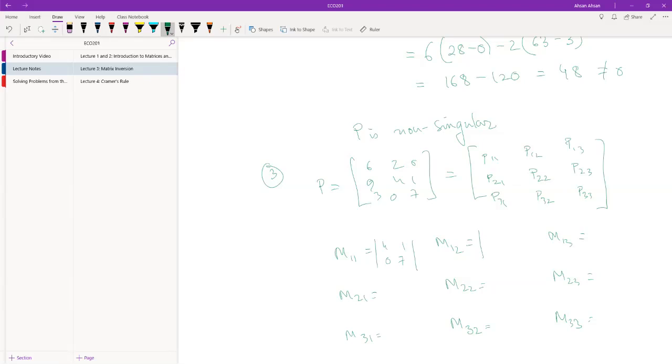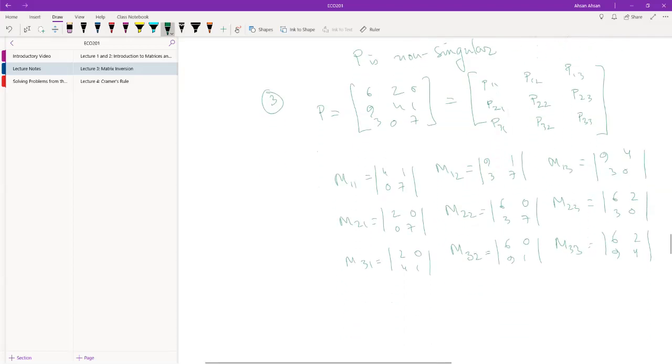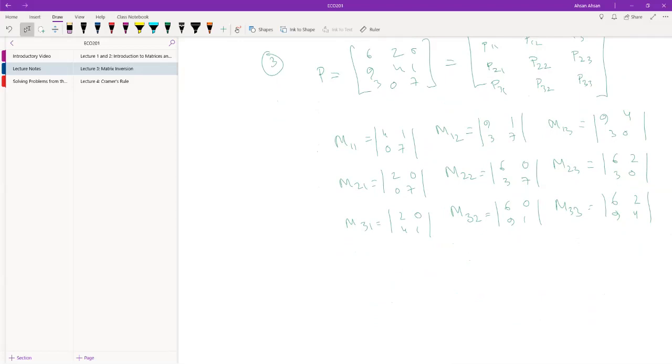So once again, now M12, so we come to P12, we ignore everything in the same row and column, and what's left, we take. Okay. So once again, I'm going to erase this. For M13, we get 9 4 3 0, 2 0 0 7, 6 0 3 7, 6 2 3 0, 2 0 4 1, 6 0 9 1, and 6 2 9 4. Okay. So effectively, you guys already know what's coming is we are going to be calculating the determinants of all these 2 by 2 matrices.